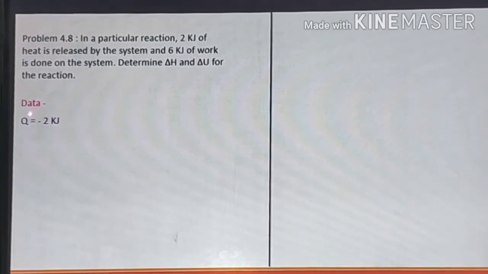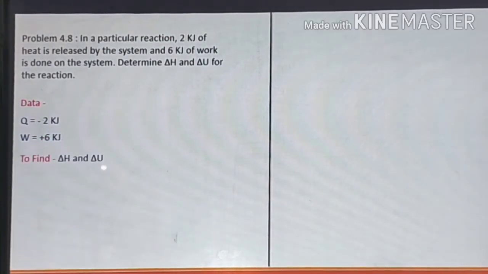So what is the data given? Since heat is released by the system, Q will be minus 2 kilojoules. Since work is done on the system, W will be plus 6 kilojoules. And I want to find out delta H and delta U for the unknown reaction.